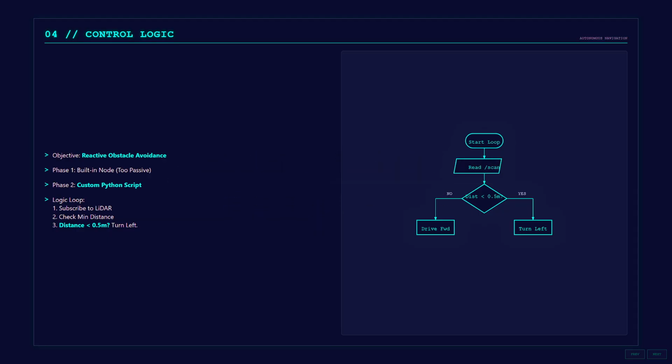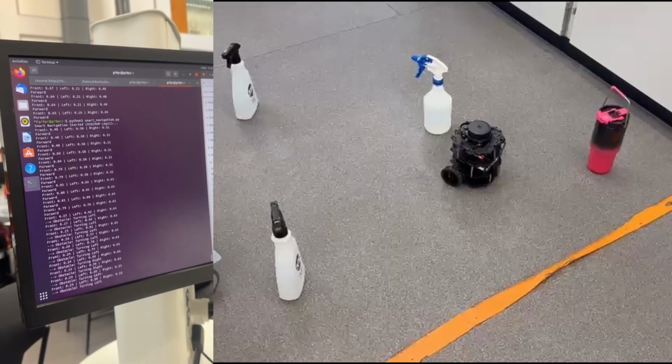Control logic. For the final task, we implemented obstacle avoidance. We initially tested the built-in Turtlebot avoidance node in Phase 1, but we found it was too passive. It simply stopped the robot dead when it saw an object. We improved this by writing our own Python script in Phase 2.